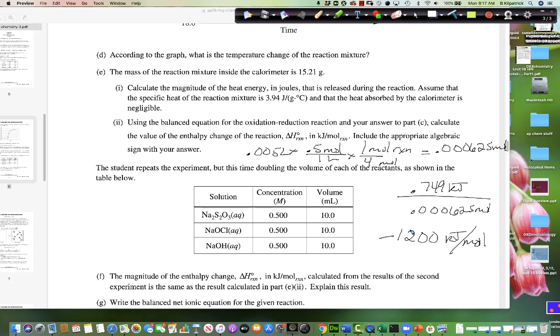So when you're doing a problem like this, make sure you're accounting for the coefficients, because it takes 4 moles of that limiting reactant to make whatever the amount of energy is. So you have to account for that in your calculation. All right, let's look at the next part.